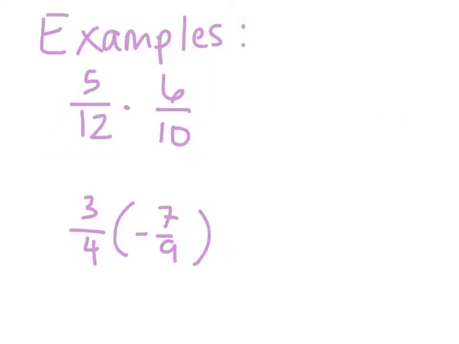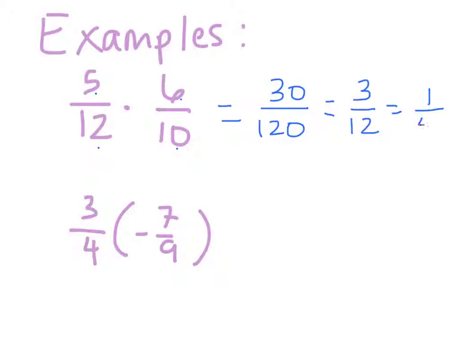All right, let's look at an example. So let's follow our rules. Multiply numerator times numerator, we get 30. Denominator times denominator, I get 120. I simplify, I see I can divide them both by 10, easy, and now I can divide them both by 3, and my answer is 1/4.